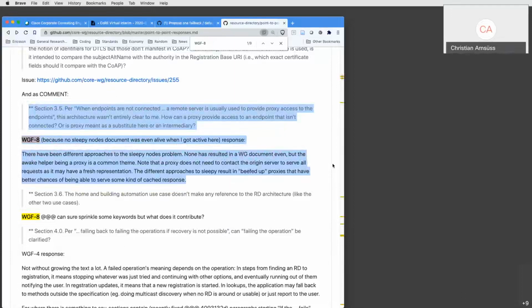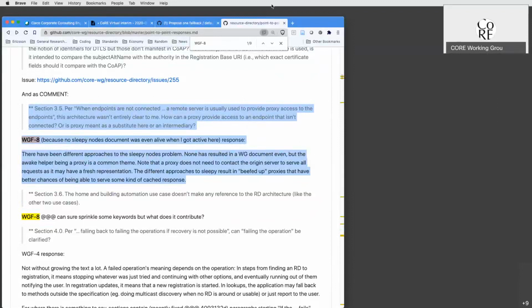So should we just add a bit of an explanation and or respond without additional information there? That's what I'd go for. So just say, yeah, sleepy nodes are a complex thing and we don't put anything more there because there isn't currently a document that gives more details. Or has the topic of sleepy nodes slept so deeply that we would remove the references? Basically, the problem here comes from the reference saying the remote server is usually used to provide proxy access to the endpoint. So we can just remove that and be done with that.